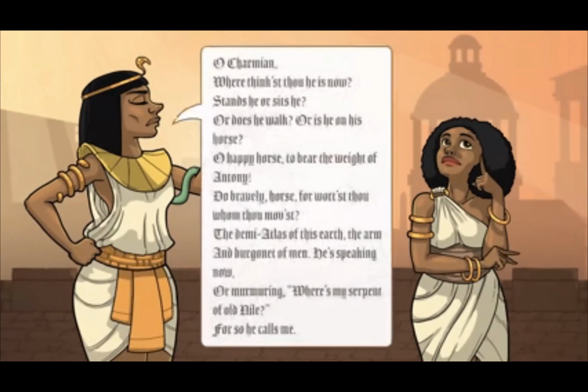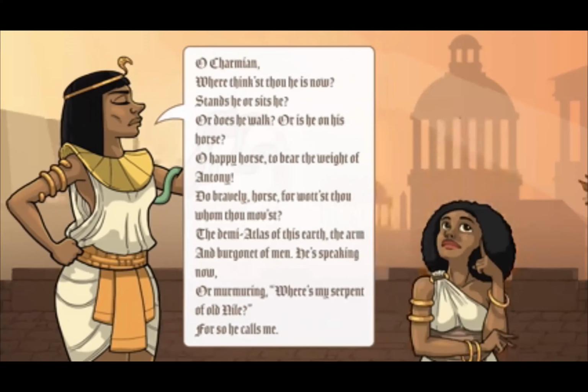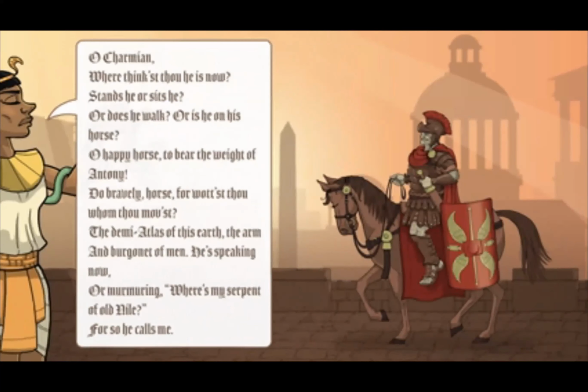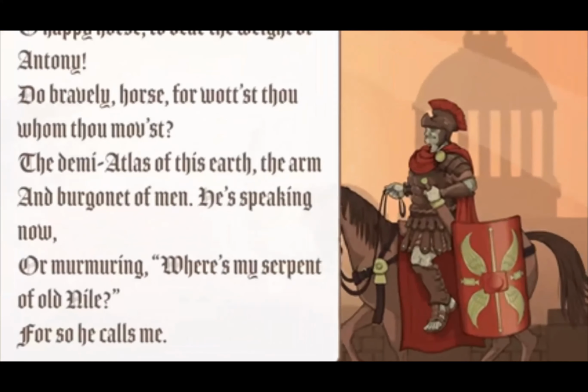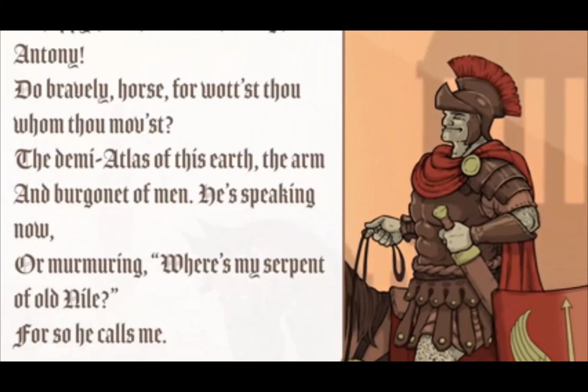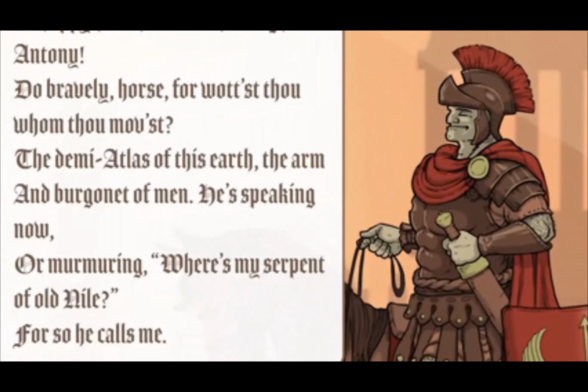O Charmian, where think'st thou he is now? Stands he or sits he? Or does he walk? Or is he on his horse? O happy horse to bear the weight of Antony! Do bravely, horse, for wot'st thou whom thou movest? The demi-Atlas of this earth, the arm and burgonet of men. He's speaking now, or murmuring, "Where's my serpent of old Nile?" For so he calls me.